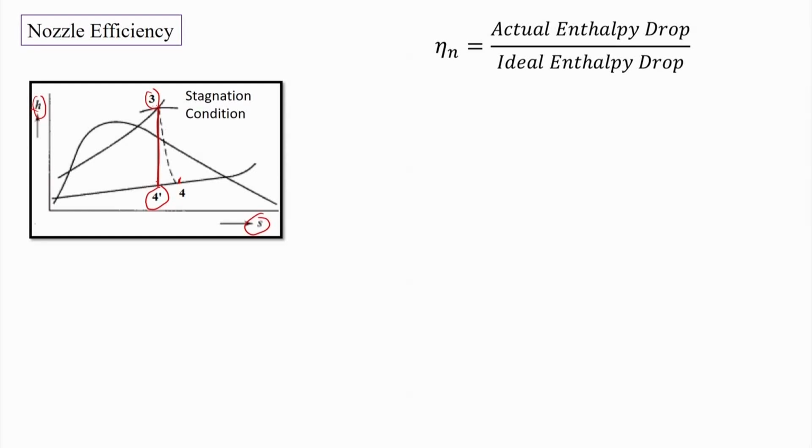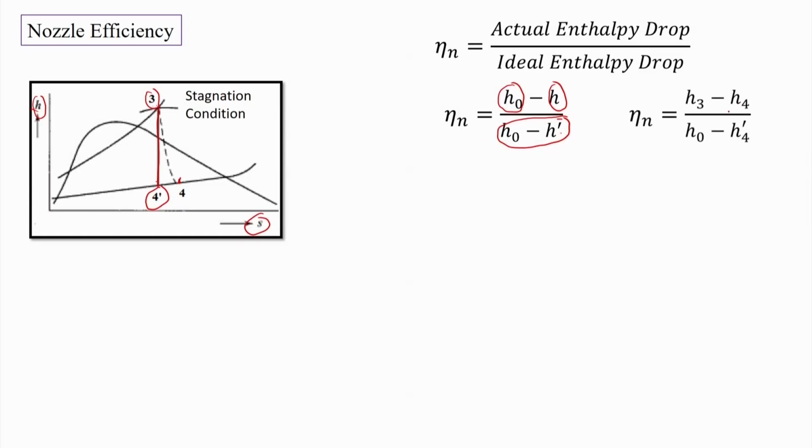So nozzle efficiency is said to be the actual enthalpy drop divided by the ideal enthalpy drop. So actual enthalpy drop is H naught, which is the stagnation enthalpy at the entry to the nozzle, minus H, which is the enthalpy at the outlet of the nozzle, divided by H naught minus H dash, where H dash is the ideal enthalpy at the exit of the nozzle. So this formula in the current context, as 3, 4 dash and 4, becomes H 3 minus H 4 divided by H naught minus H 4 dash, where H naught is equal to H 3. So, H 3 minus H 4 dash.